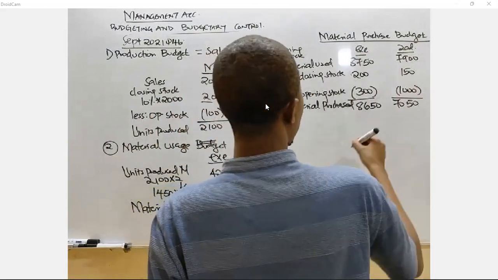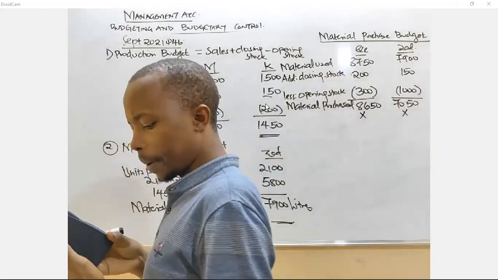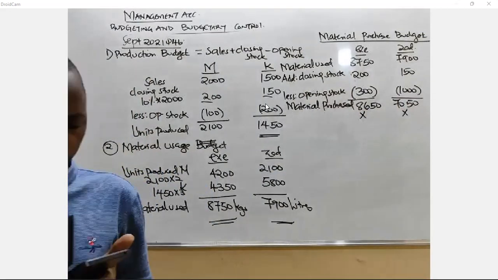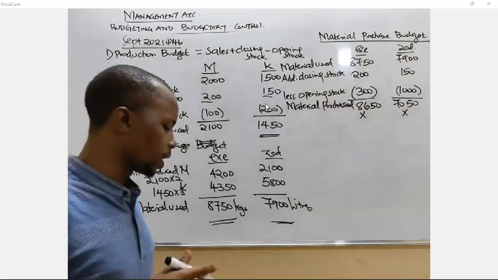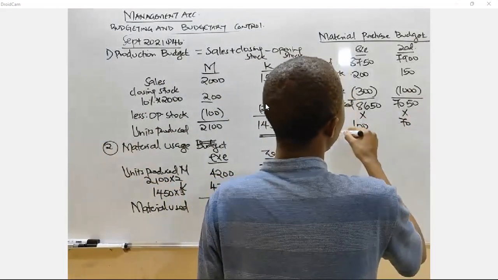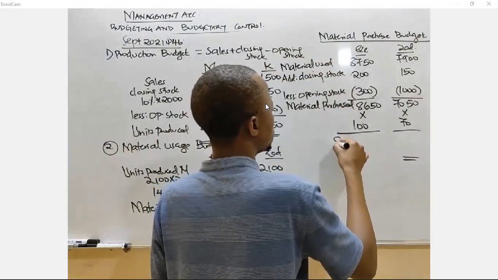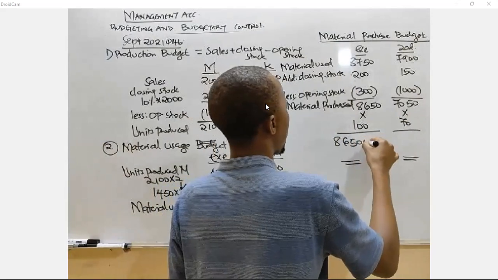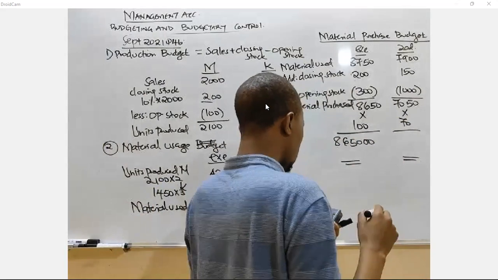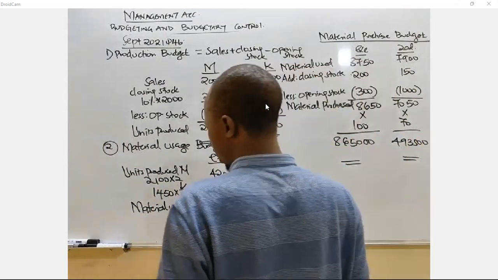So once you want to get in shillings, we just need to multiply this by how much we are purchasing per material. For example, the material cost will be as follows. Here we are being given 100, and this one is 70. How much in shillings here? So the first one will be 8,650 times 100. The other one will be 7,050 times 70, getting 493,500.